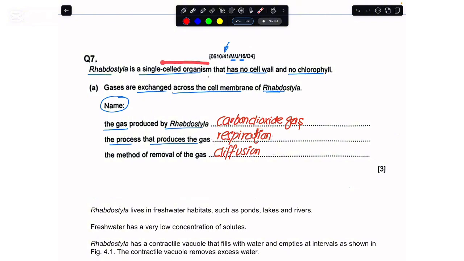Now since this is a single celled organism, it would not have a specialized respiratory system. So when they ask us to tell them the method of removal of the gas, the answer is very simple: this would be by the diffusion process, because wherever respiratory gases are exchanged between the organism and the surrounding environment, and specifically for a single celled organism, you always have to state that this is the diffusion process.